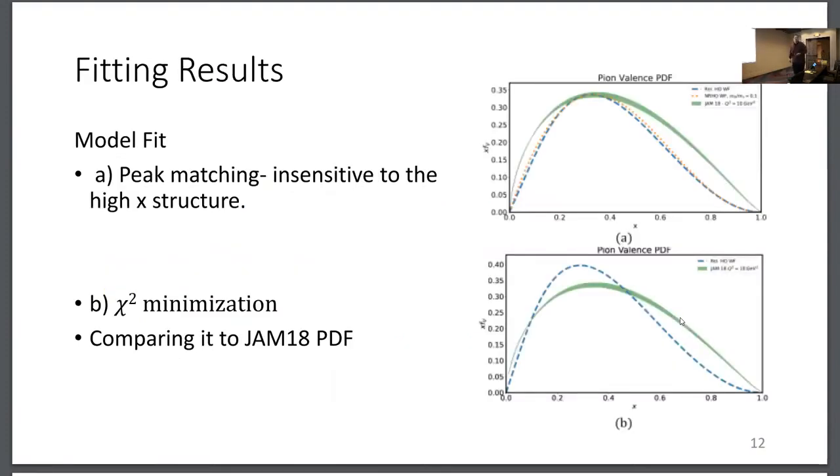So our work, we just started doing this in November. So we're still working on it. And here are some preliminary matches. For the peak matching, the advantage is that it's insensitive to high x structure. So this is for the soft contribution, it doesn't affect much the high x structure. And then you've got the chi-square minimization, which is pretty standard. And you compare it to the JAM 18 PDF. So here is the JAM 18. Here's our fit, JAM 18 and our fit.